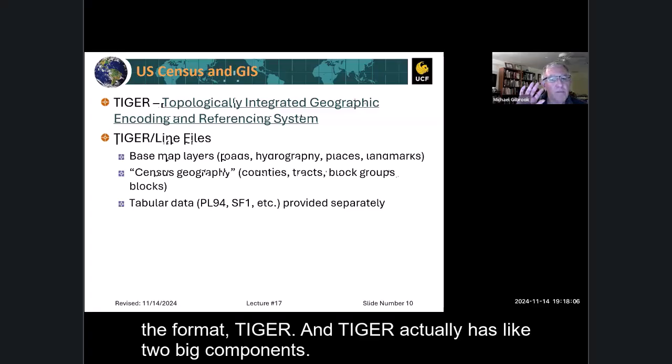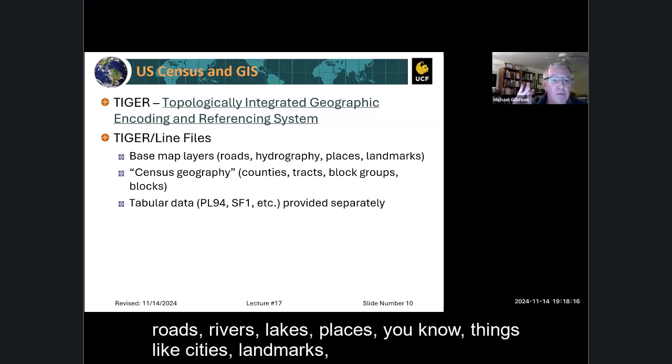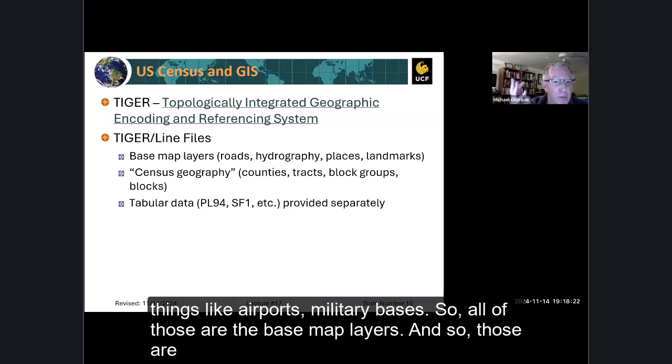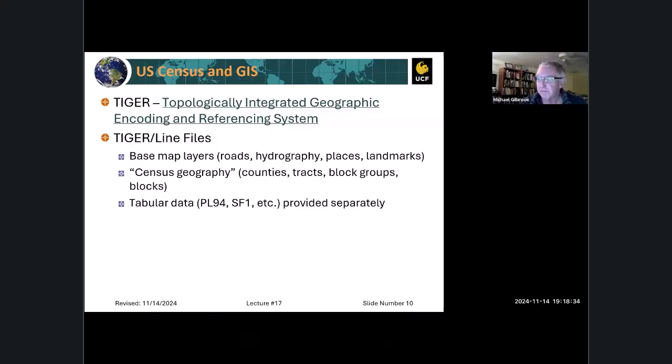And Tiger actually has like two big components. It's got all the geographic information, the lines, points, and polygons that make up things like roads, rivers, lakes, places, things like cities, landmarks, things like airports, military bases. So all of those are the base map layers. And so those are all part of what are known as the Tiger line files. In other words, the Tiger geography files.